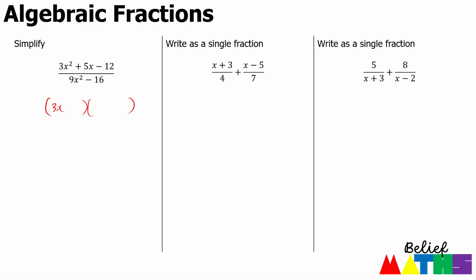So it's 3x and x. Two numbers that multiply to make 12 are 4 and 3. So we're going to have plus 3 and negative 4. And that's going to make what we needed on the top.